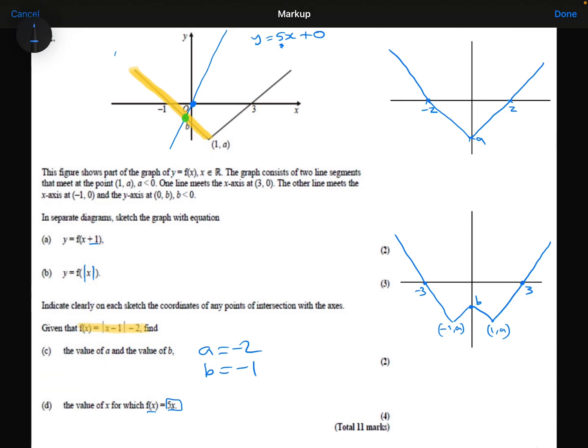So I'm going to take my f of x function, this, and instead of the modulus, I'm going to write -1 times (x minus 1). Then I've got the -2, and when does that equal 5x? Multiply this bracket out, so -x plus 1 minus 2 equals 5x. Add the x to the right hand side, and the 1 minus 2 is -1. So x is -1/6.